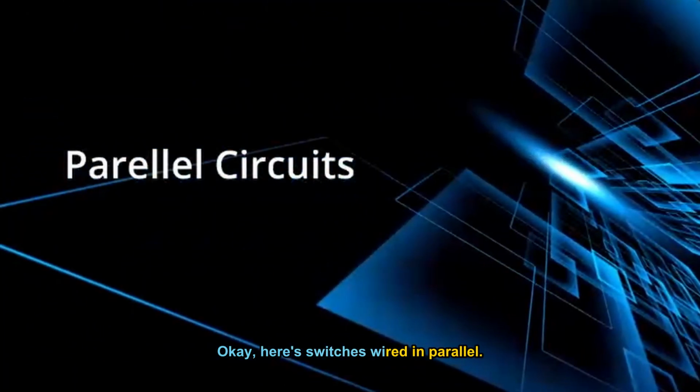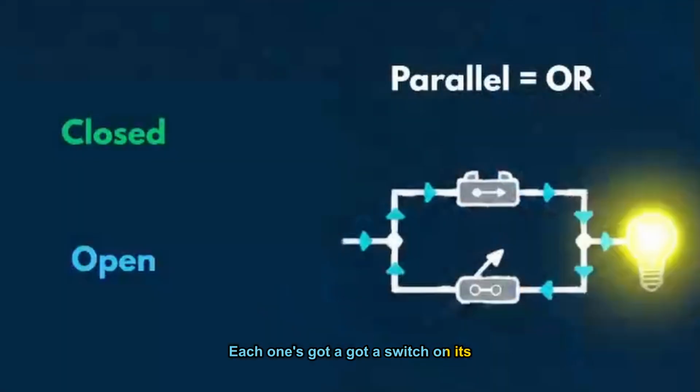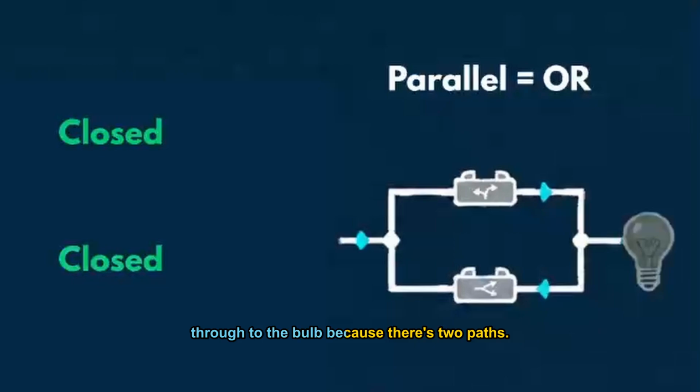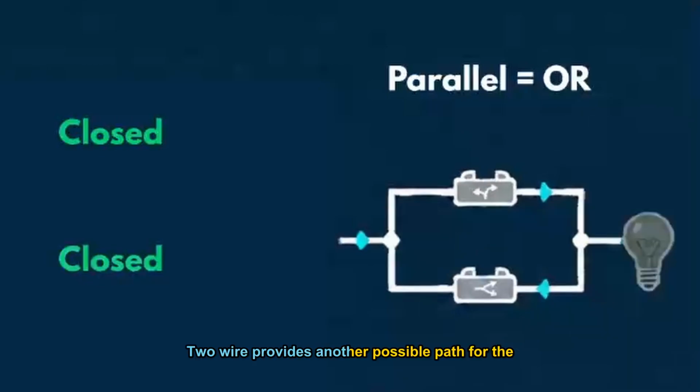Okay, here's switches wired in parallel. Parallel means there's two wires. Each one's got a switch on its own wire. So obviously if one is open and another one's closed, the electricity can still flow through to the bulb because there's two paths. Each wire provides another possible path for the current.